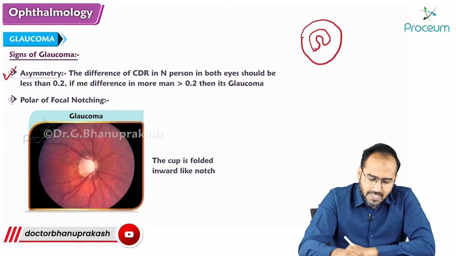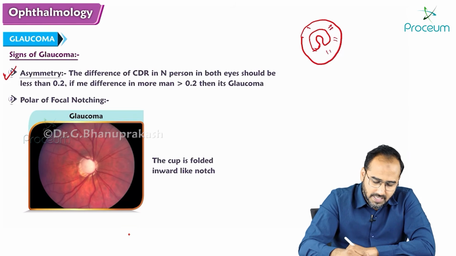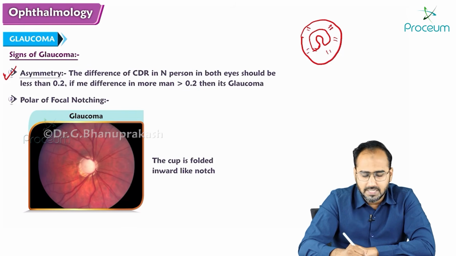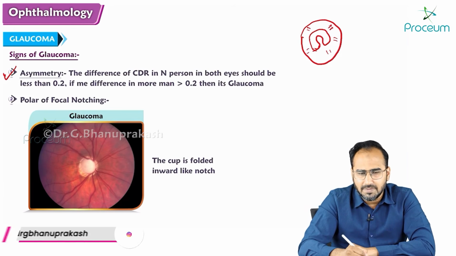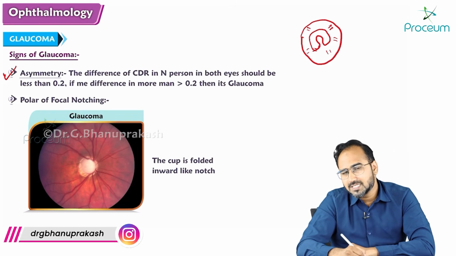Near the neuroretinal rim are the blood vessels, right? Those blood vessels might rupture and the next sign could be what? Splinter hemorrhage. Due to the splinter hemorrhage, the optic disc becomes pale. The next sign is disc pallor.